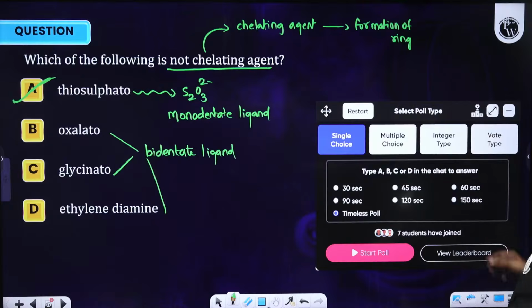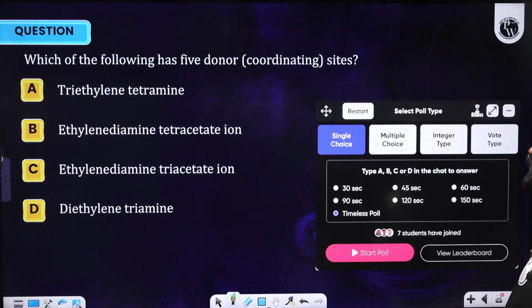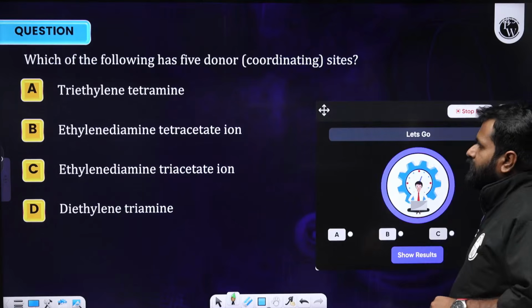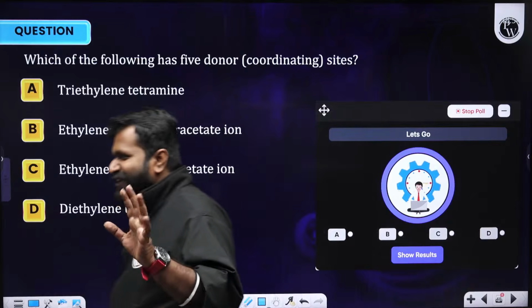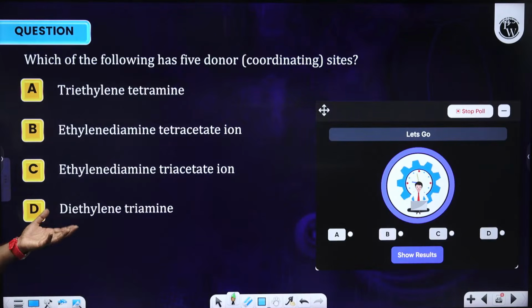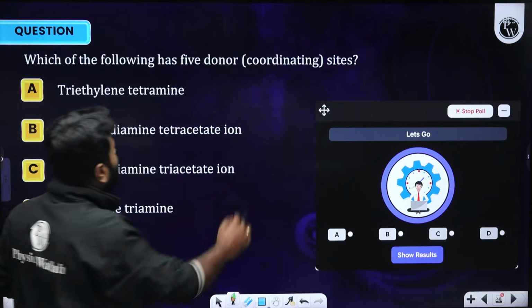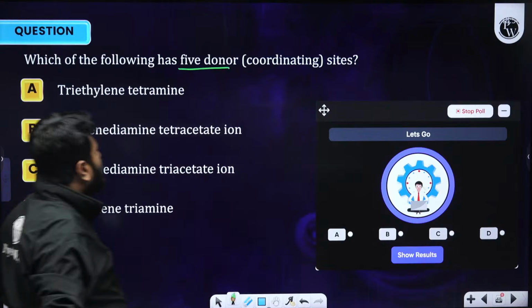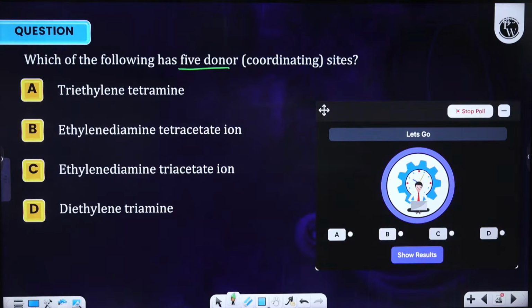Next. Which of the following has 5 donor sites? Very simple. If we know the structure, we can tell the answer. 5 donor sites.